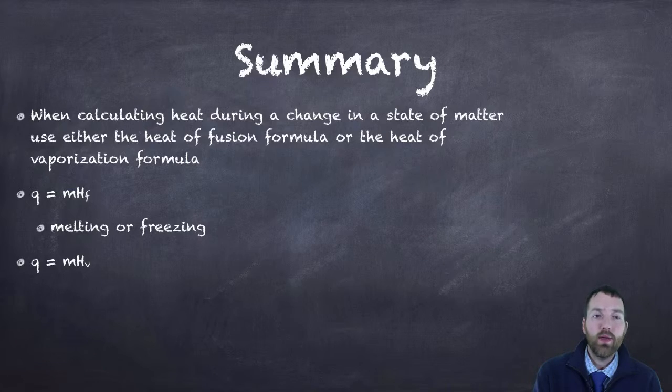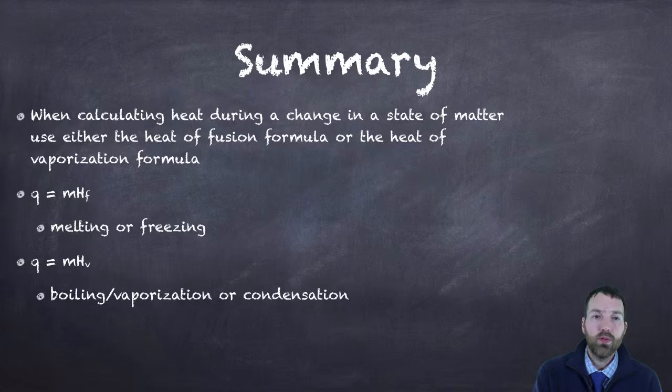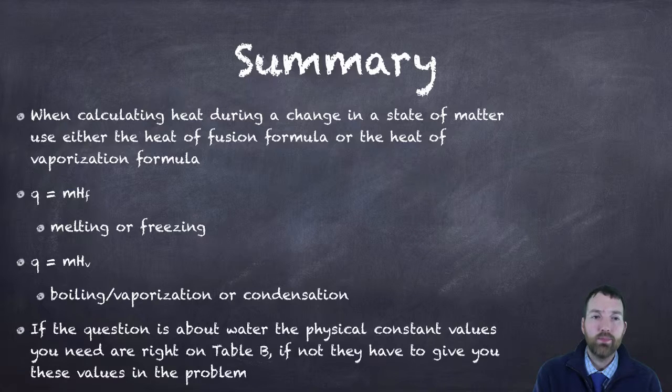And the heat of vaporization formula is Q equals m times the heat of vaporization. And we'll use that for boiling or vaporization, going up the curve, or condensation if we're going down the curve. And if the question is about water, the physical constant values that you need are on table B. If not, they have to give you the values in the problem somewhere.